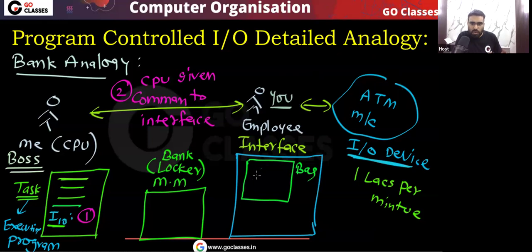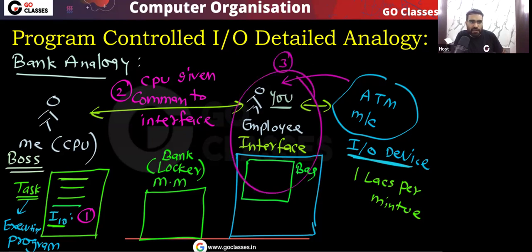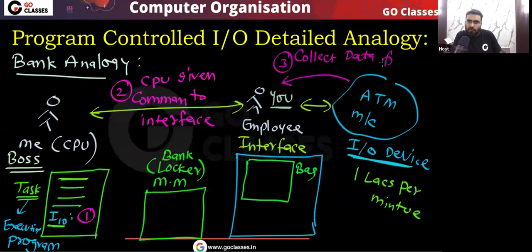Now you can see what will happen. See the third step. The third step is that this interface will collect data from the IO device. Yes or no? This is the third step, that you will collect data from the IO device.